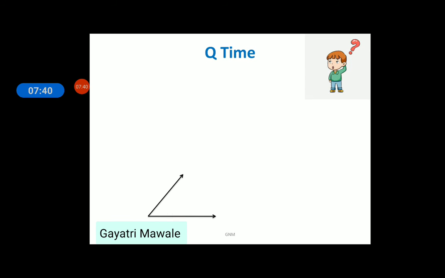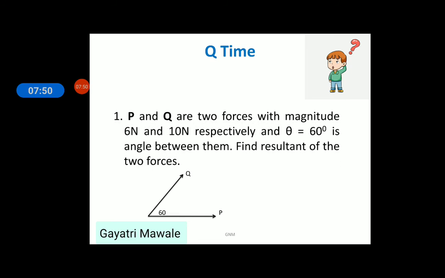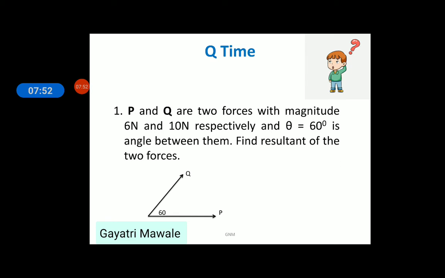Now let us solve one example based on triangle law of forces. P and Q are two forces with magnitude 6 Newton and 10 Newton respectively, and theta 60 degree is angle between them. Find resultant of the two forces.